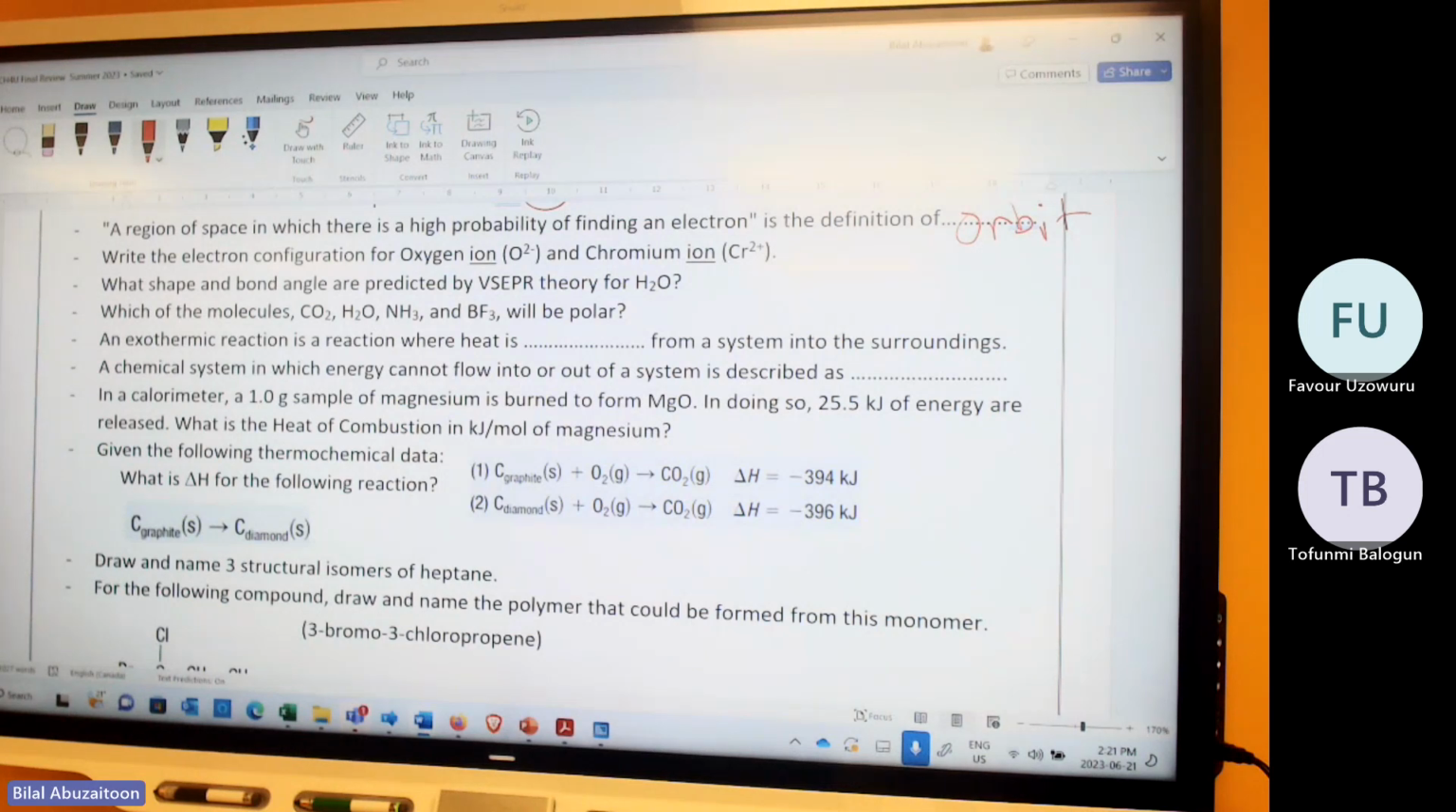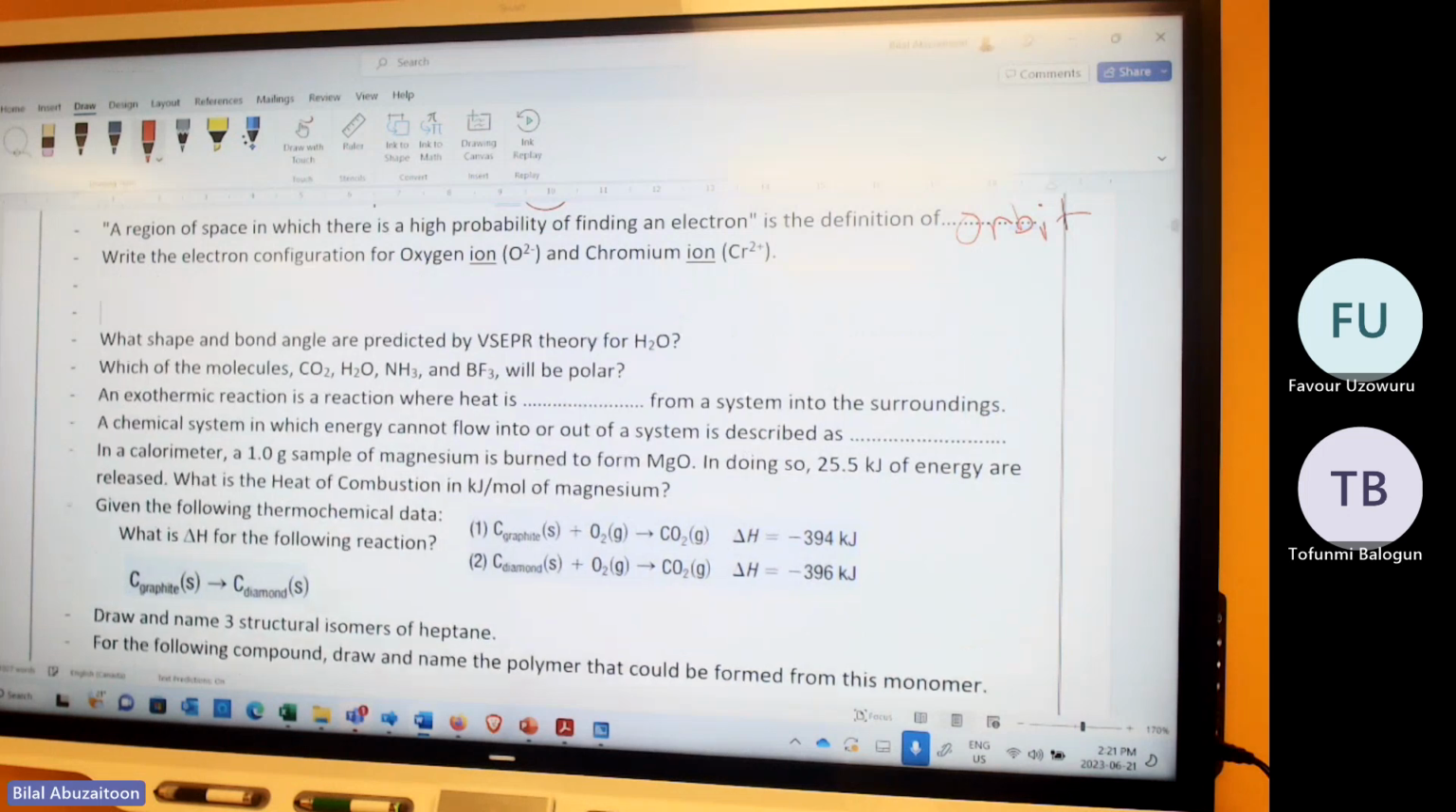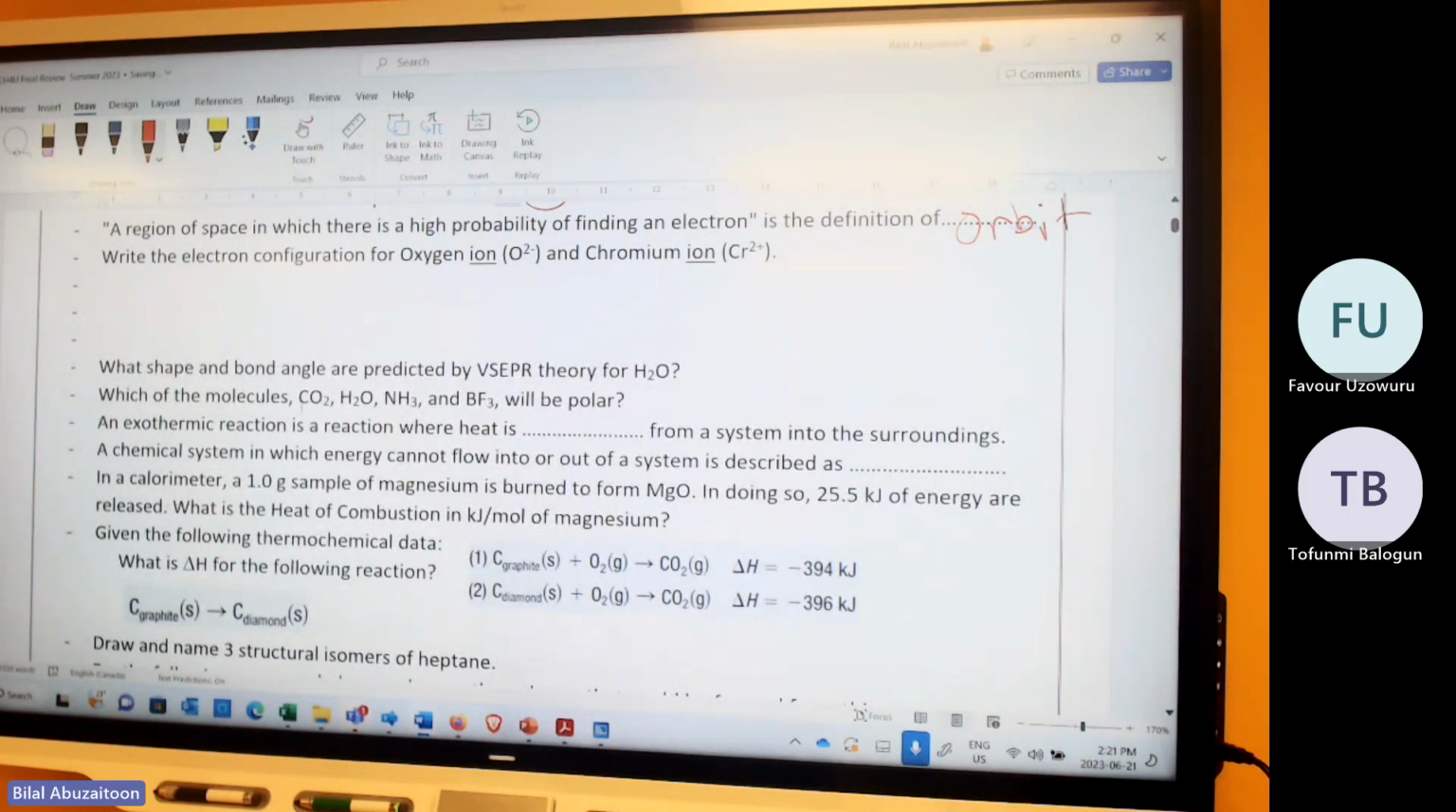Electron configuration means what? 1s2. O2- means it has 2 extra electrons, because I need to know how to deal with the ion. Oxygen from the periodic table has atomic number 8. So the electron configuration for 8 is 1s2, 2s2, 2p4. When it's minus 2, we added 2 electrons, this means 2p6.